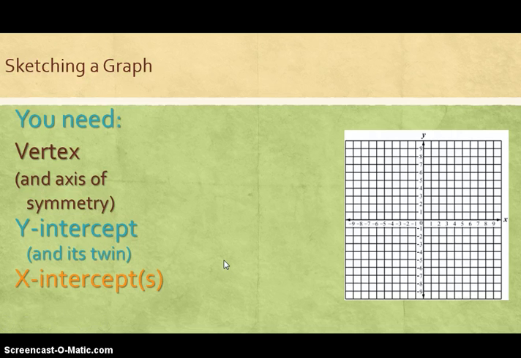So for sketching a graph of a quadratic or a parabola, you always need a vertex and the axis of symmetry, the y-intercept and its twin because of the axis of symmetry, and the x-intercepts. So let's practice with y equals x squared minus 2x minus 8.